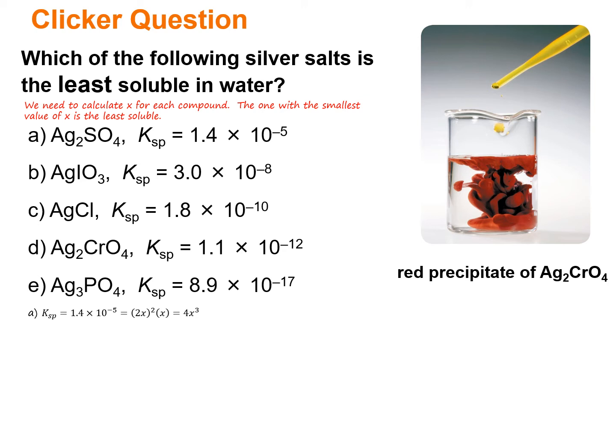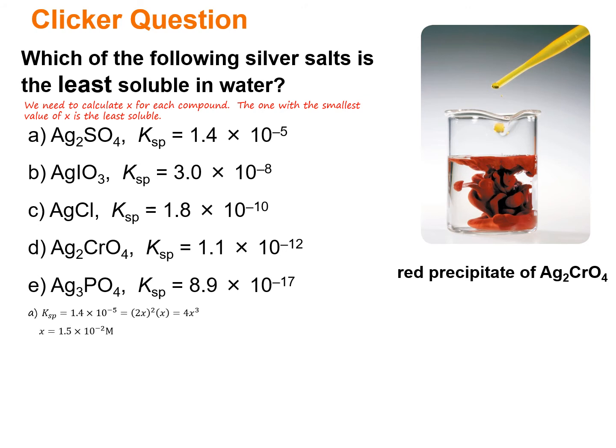So that's going to give us, for the silver, a 2x, and we raise it to the second power. And then we just have the x there for the sulfate. That's going to give us 4x cubed. If I go ahead and solve for x, I end up with 1.5 times 10 to the minus 2 molar.